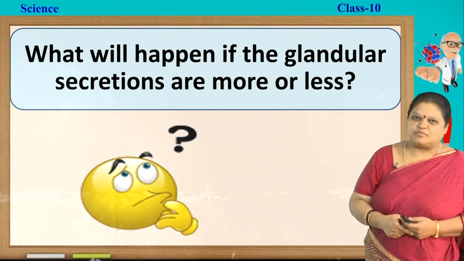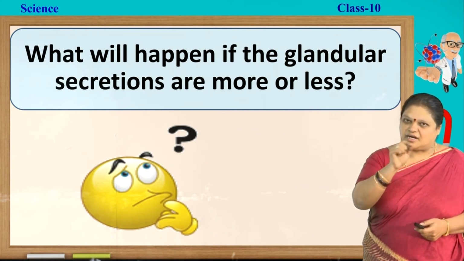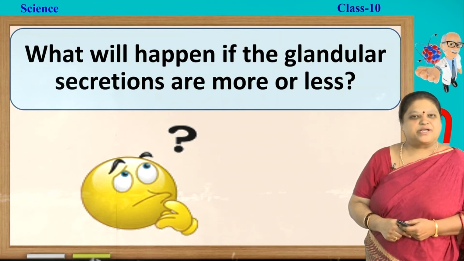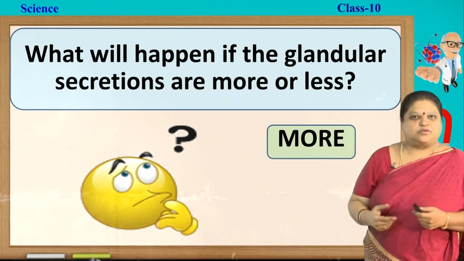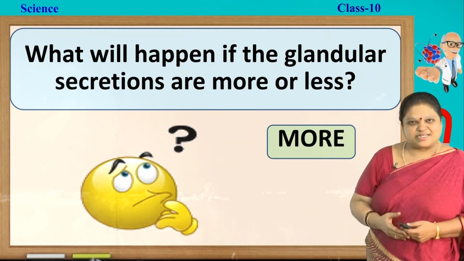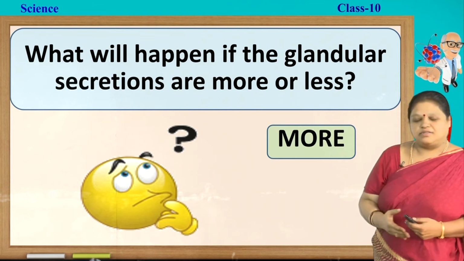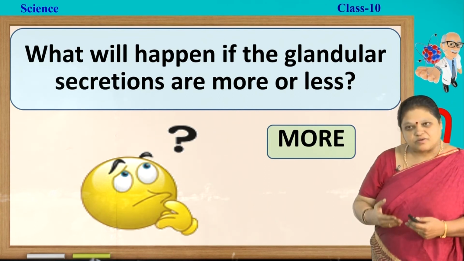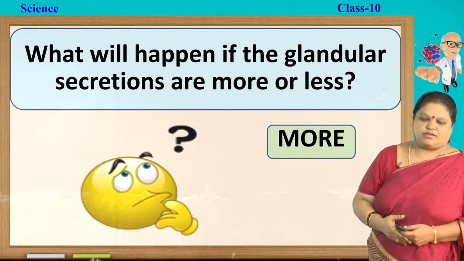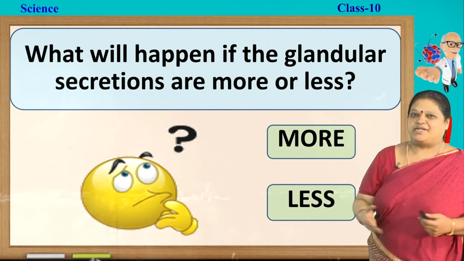See, hormones have to be secreted in appropriate amount. If it becomes more, you call it hypersecretion. So, hypersecretion results in its own disadvantage. The person will suffer from so many disorders. If it is less also, he will suffer from so many disorders.